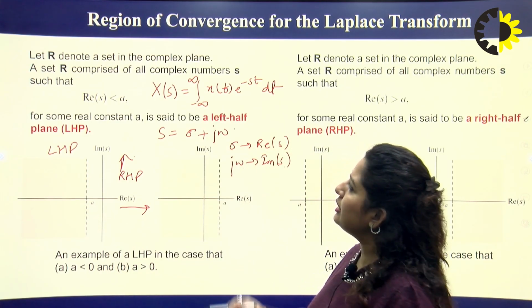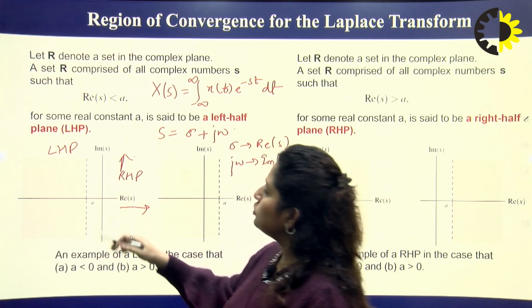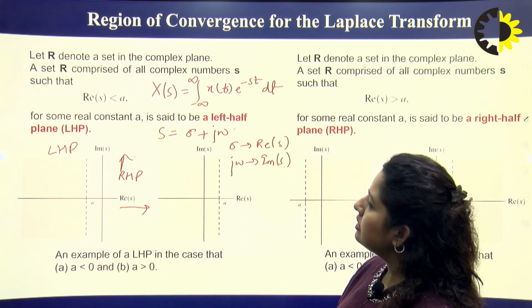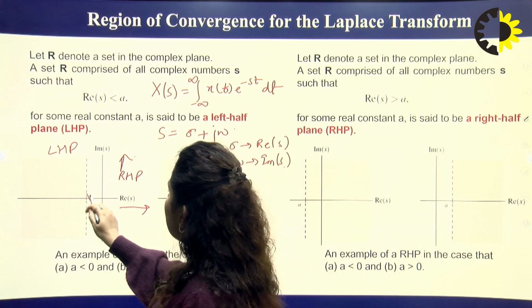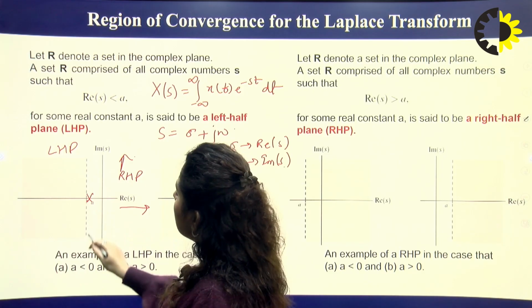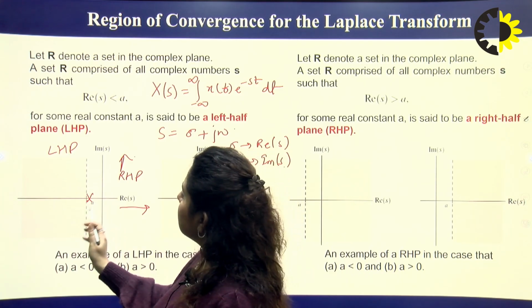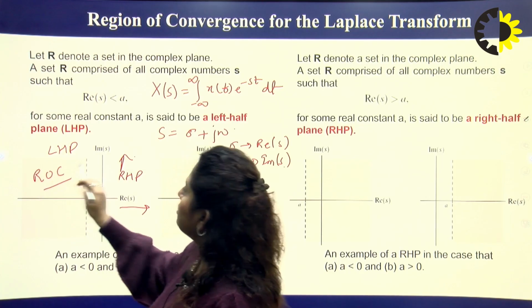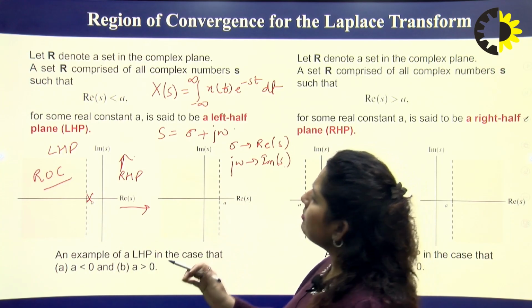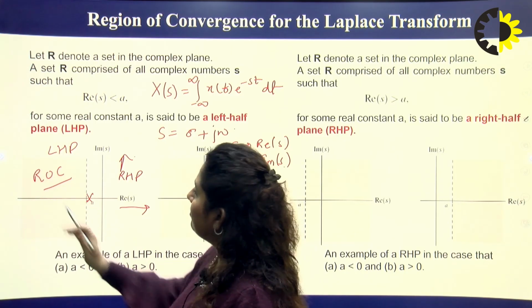Suppose R denotes a set in the complex plane, a set comprised of all complex numbers s such that real of s is less than a. The first figure, figure A, denotes real of s less than a. Here there is a pole at a, and we have drawn a dotted line parallel to the imaginary axis, and the portion where real of s is less than a is the ROC region. So, this is particularly the ROC region. This comprises the left half plane, because from the pole we are considering the left half.